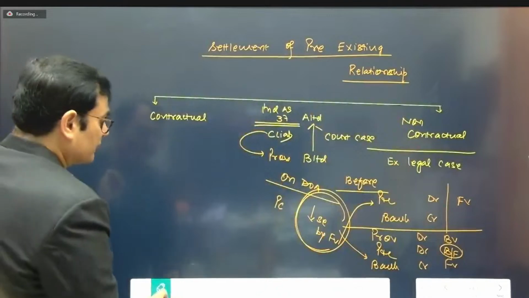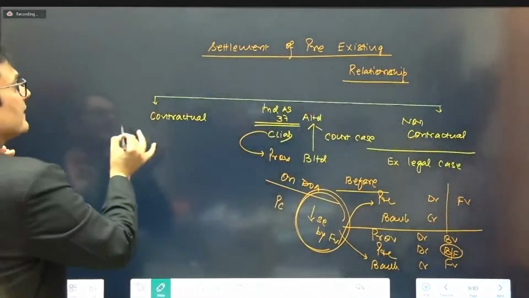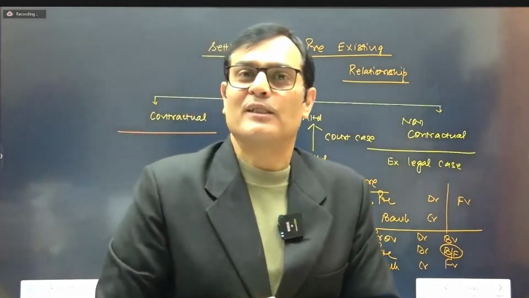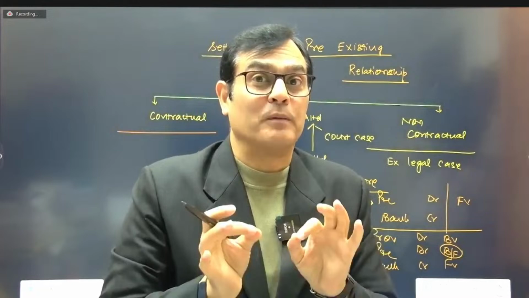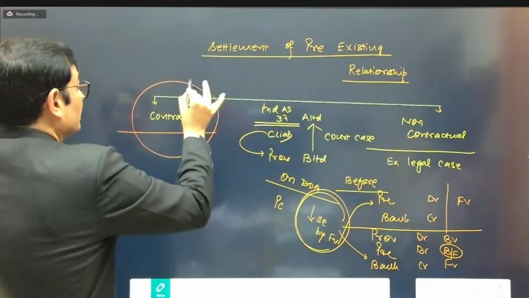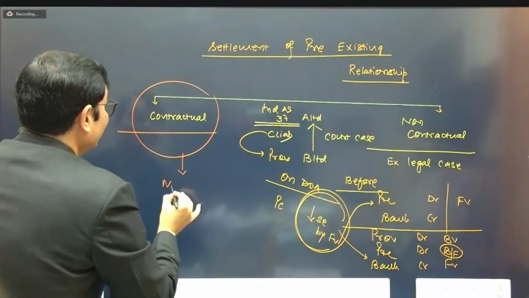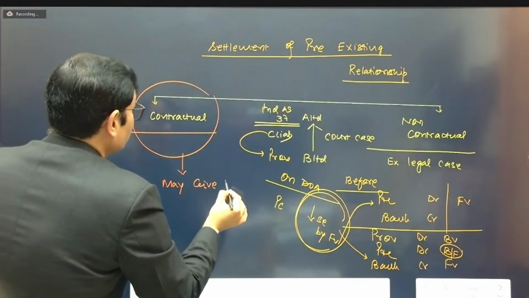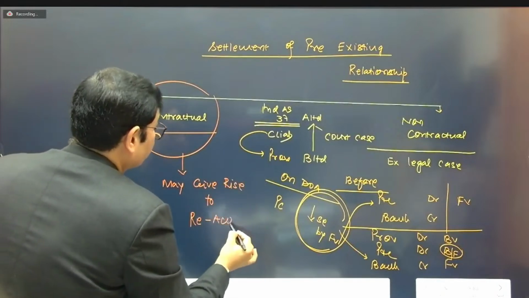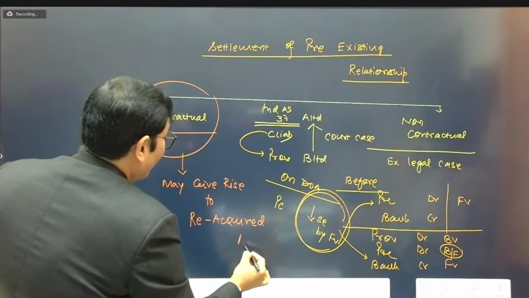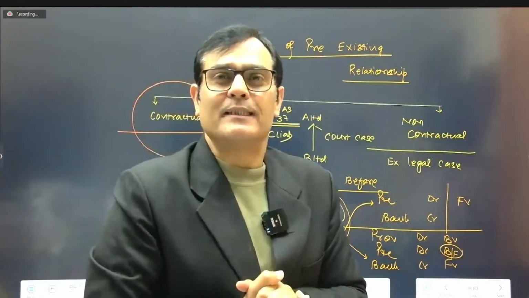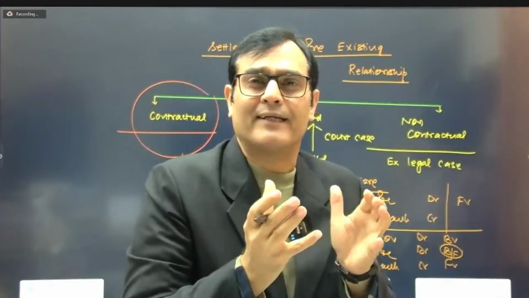This is one. Next, the next agenda is if the relationship is contractual in nature. Now, this gets a little complicated, which I am going to explain with the help of an example. Because if it is contractual in nature, let me also tell you, it may give rise to a reacquired asset as well. So if you remember, I told you that there is a concept in step number 3B called reacquired rights.